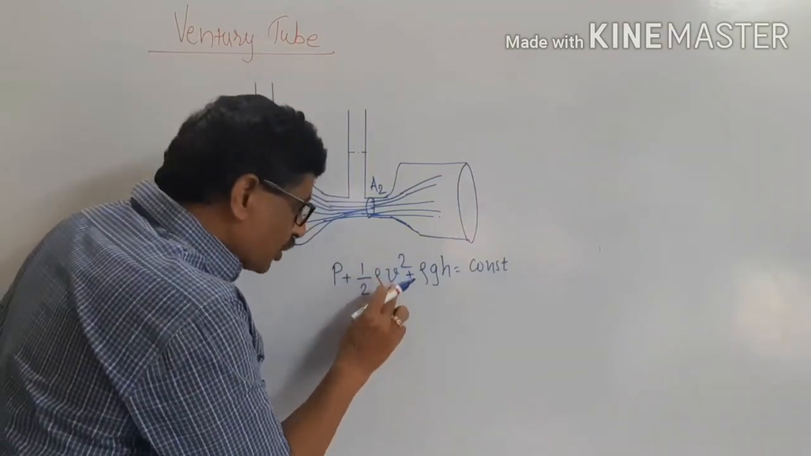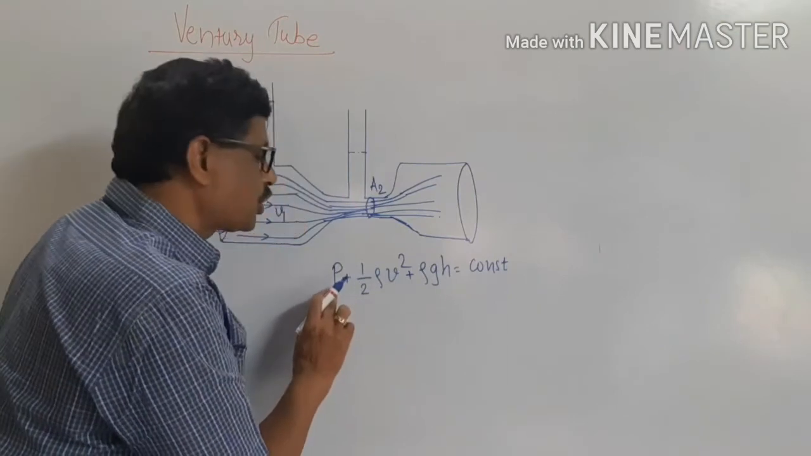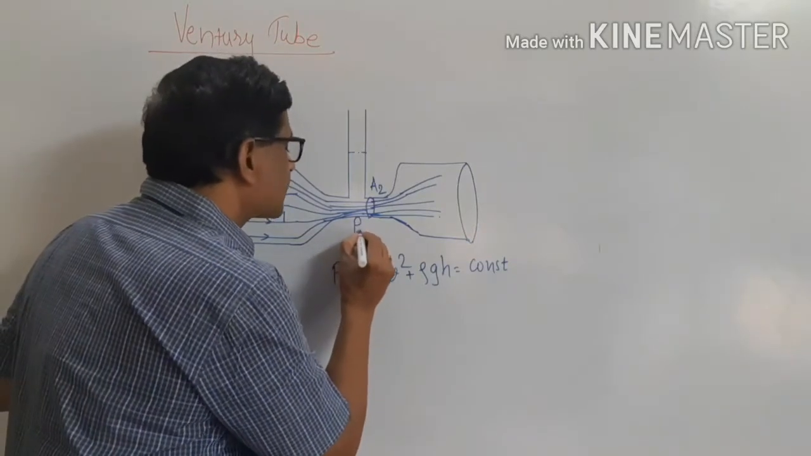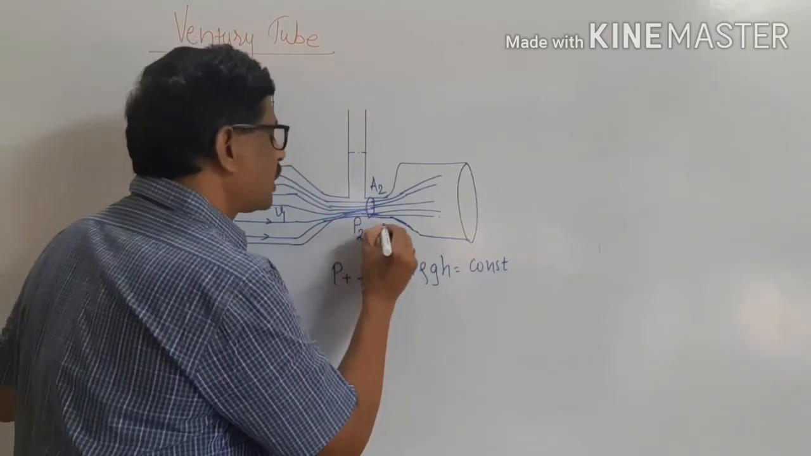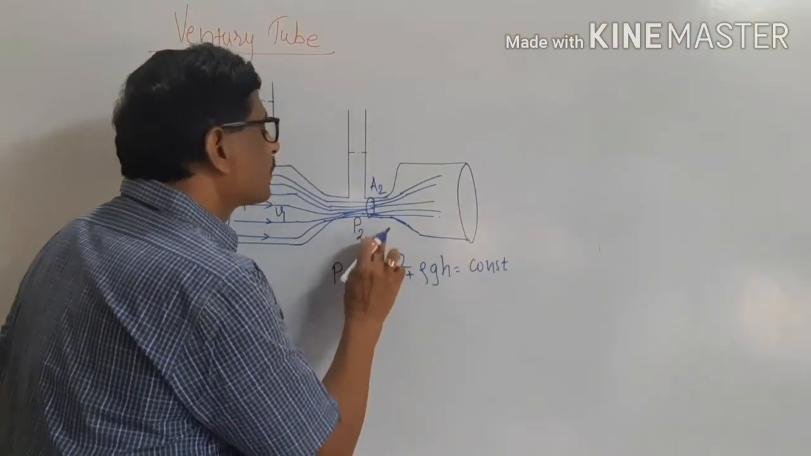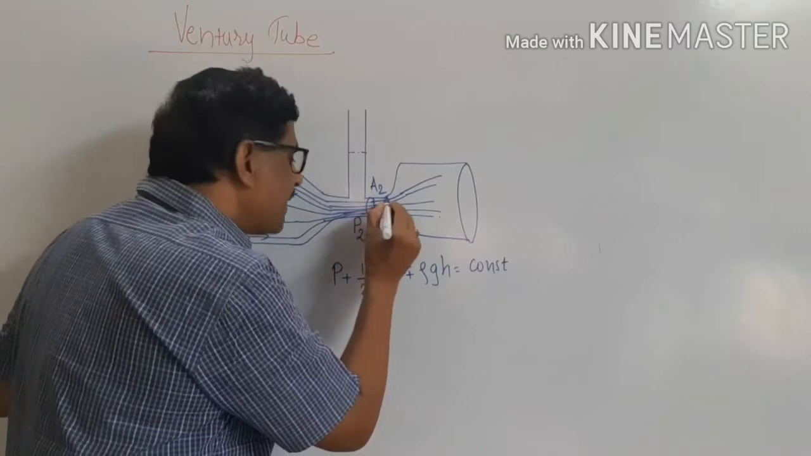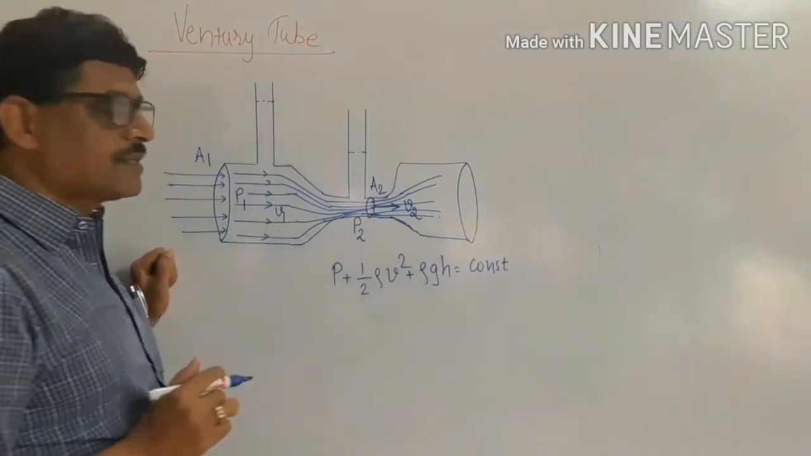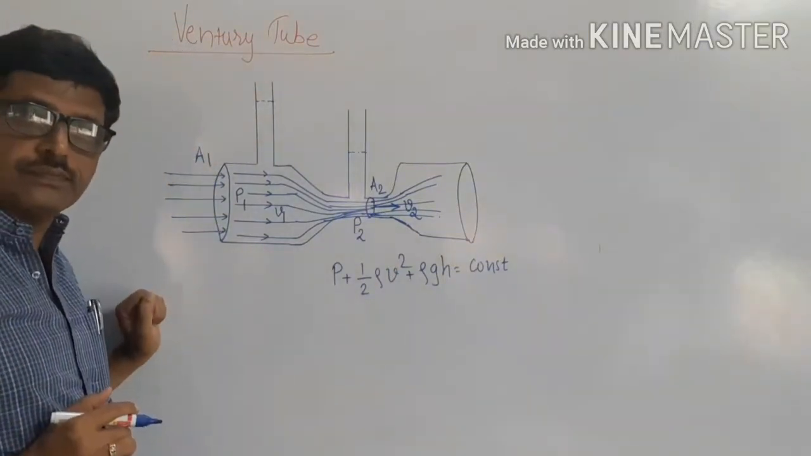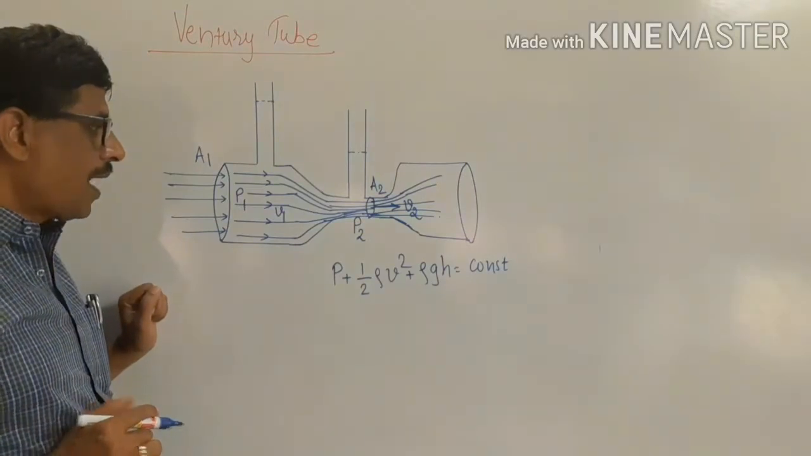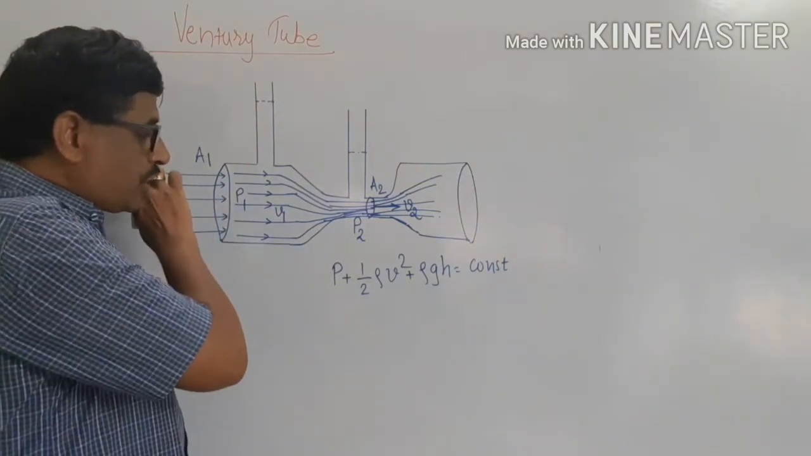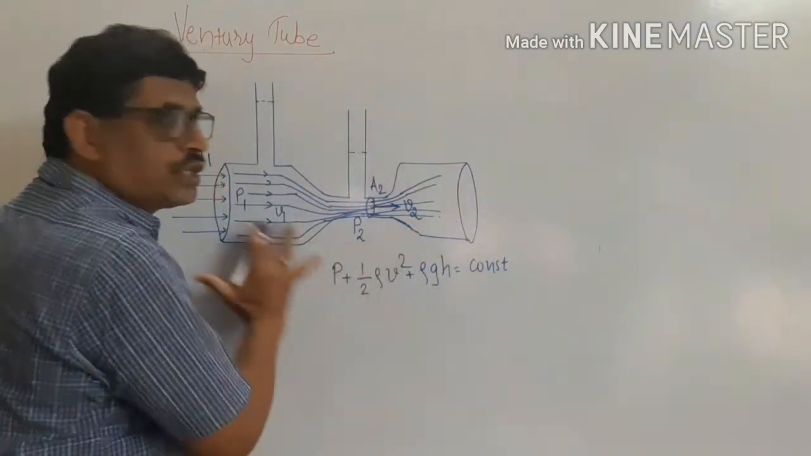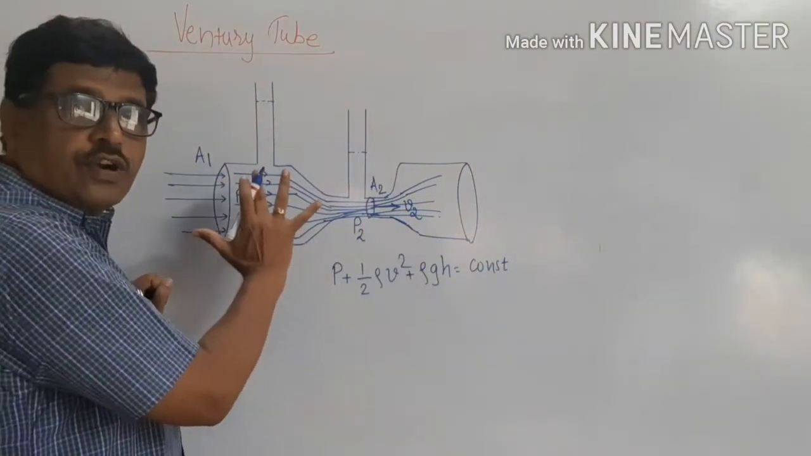With increase in velocity, there is a decrease in pressure. This is Bernoulli's principle. Therefore, let us consider here P2 is the pressure and A2 is the area of cross section, and the velocity flowing through this smaller cross section is equal to V2. Our aim is to determine the velocity of the fluid entering this device. It is a device used to measure the velocity of a fluid.